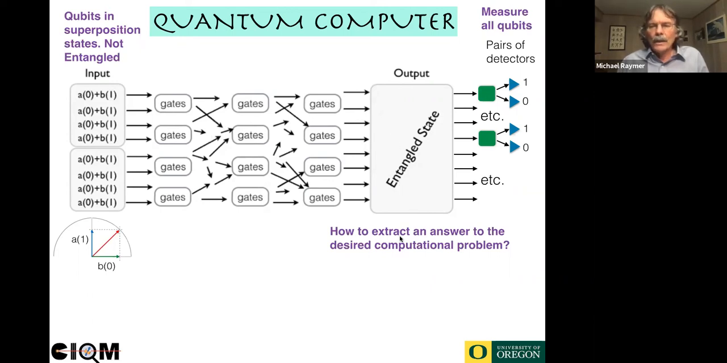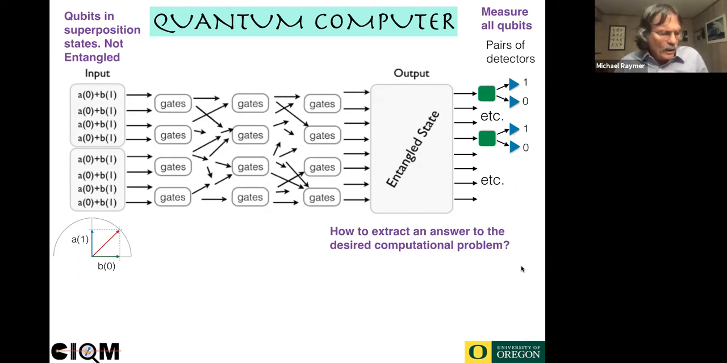And so how to extract an answer from this entangled state? Because what you do is you just take each one of these and you measure 0 or 1, 0, 1, 0, 1, 0, 1, 0, 1. So you get 8 answers, 8 numbers. How does that correspond to the answer to a problem that you care about?